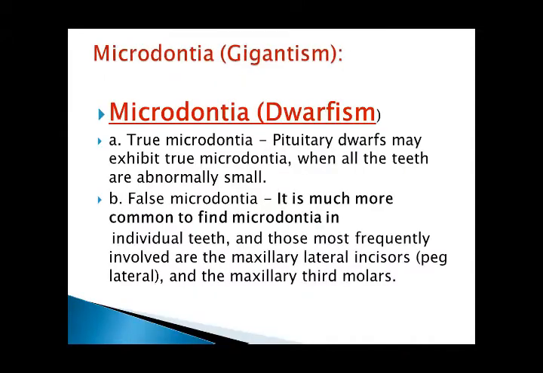Next is microdontia. True microdontia and false microdontia. True microdontia, when all the teeth are abnormally small. In false microdontia, it is much more common to find microdontia in individual teeth, and those most frequently involved are the maxillary lateral incisors and maxillary third molars.